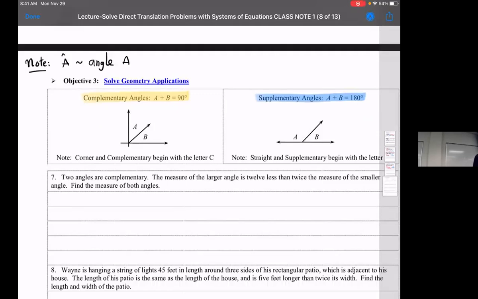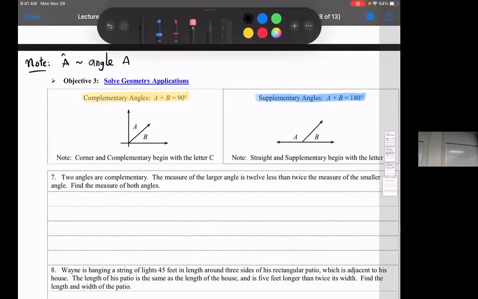So two angles are complementary. The measure of a larger angle is 12 less than twice the measure of the smaller angle. Find the measure of both angles. Again, I'm going to use capital A and capital B. Let A hat and B hat be the two angles I'm looking for. Again, one step at a time.